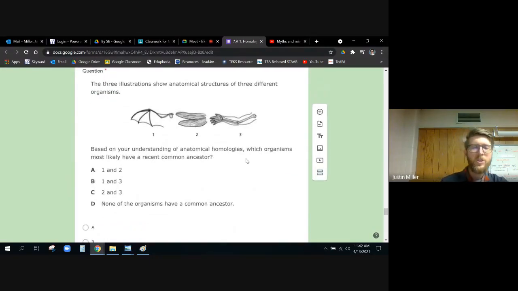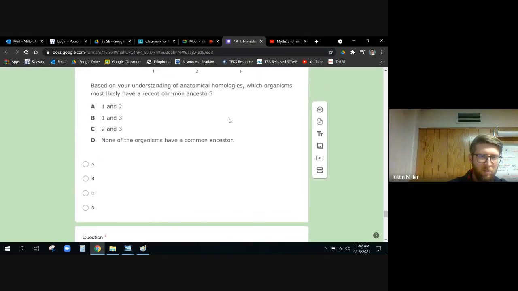Okay, which two of these, out of 1, 2, and 3, do you think are homologous and share a common ancestor? Which two most likely have a recent common ancestor? 1 and 3, correct. 1 and 3, yep. We got the bat wing and we got the human arm again. Same bones in the same places, they're just different sizes.